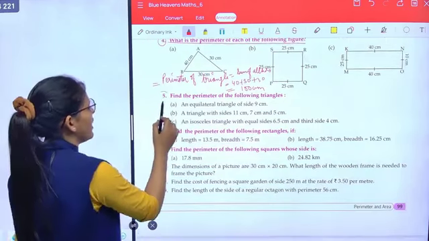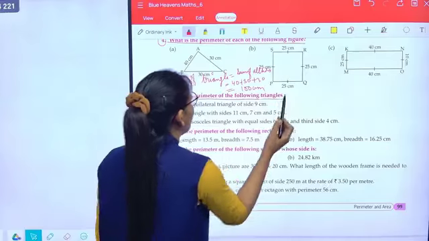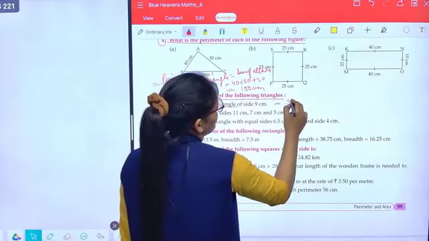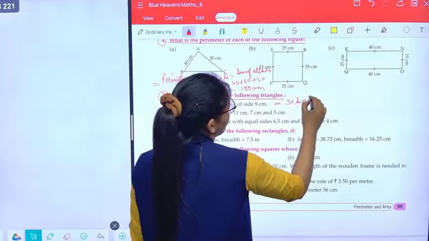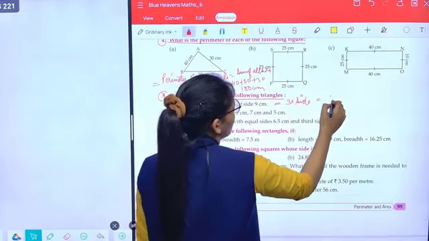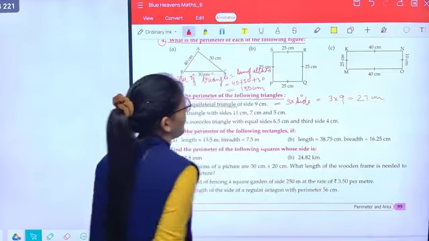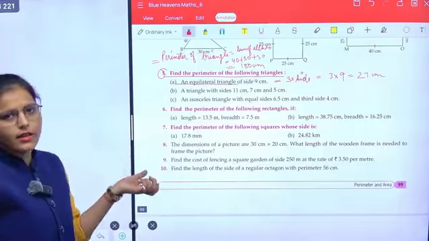Come on, question number 5. Find the perimeter of the following triangles. An equilateral triangle has 3 equal sides. All the sides of an equilateral triangle are equal, means 3 multiplied by 9 is equal to 27 centimeters. Okay class, rest of the parts, do yourself.